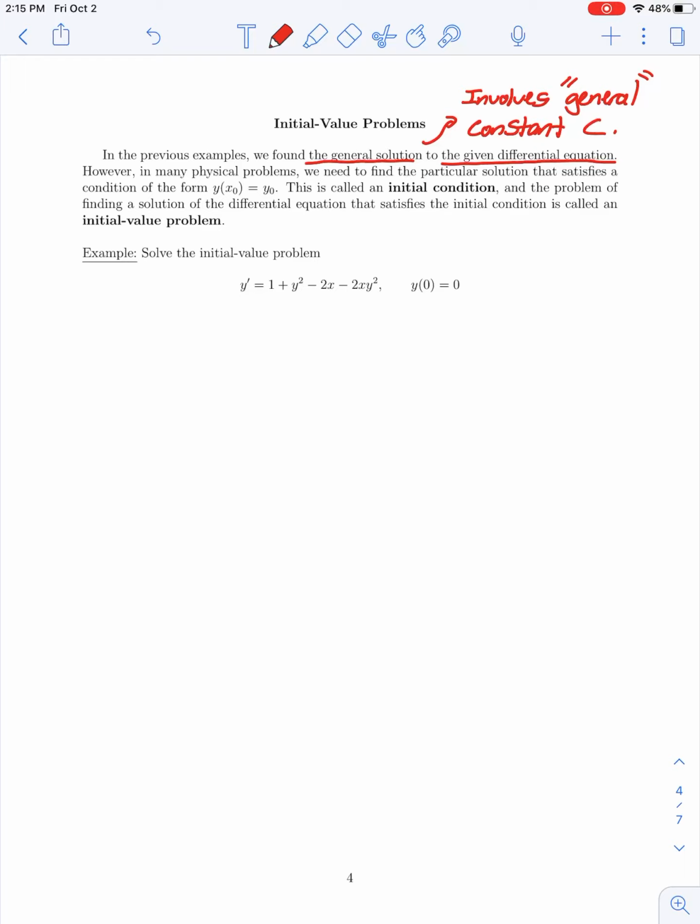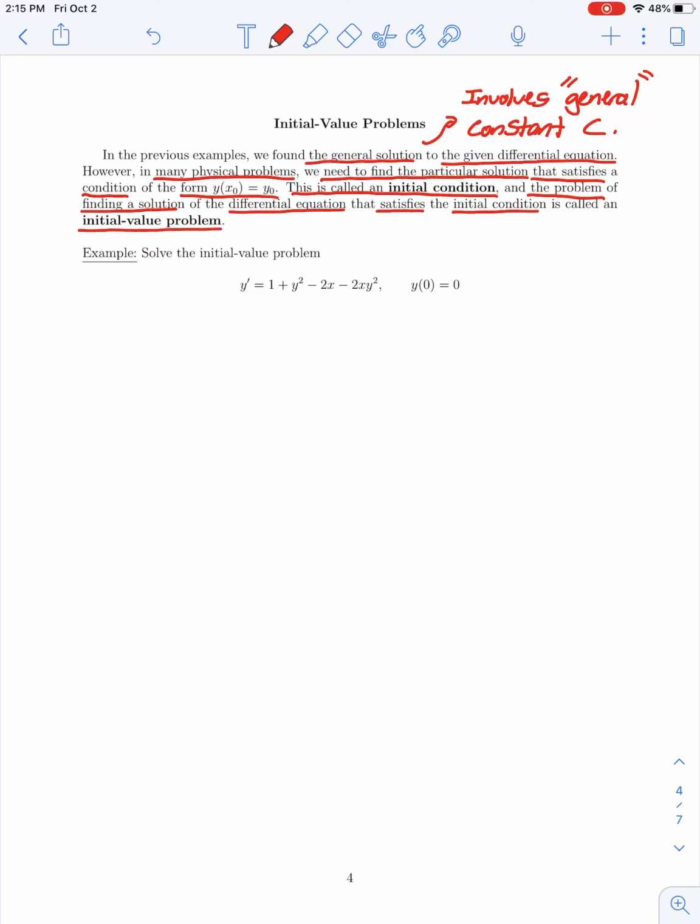However, in most physical problems that we will consider a little bit later in this section, we will need to find a particular solution to a differential equation that satisfies some condition of the form y of x naught is equal to y naught. Now, this sort of condition is what is called an initial condition. And the problem of finding a solution of a differential equation which also satisfies the initial condition is what is called an initial value problem.